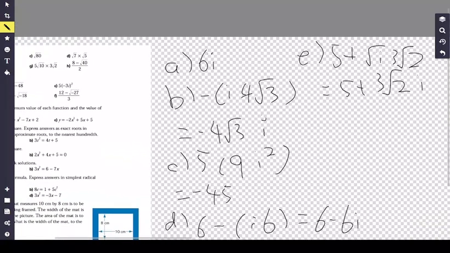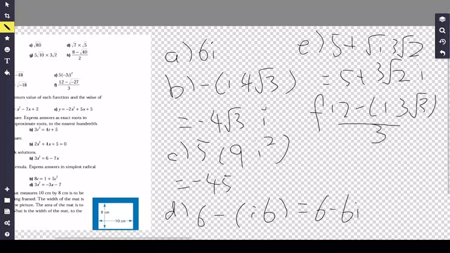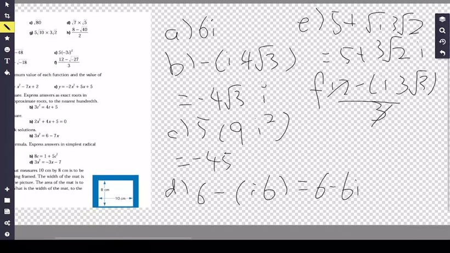And then finally we have F. So 12 minus root negative 27, and then that's 3 root 3 i over 3. And then we can common factor, so we take out the 3. So we will have 4 minus root 3 i, and that's our final answer, because we common factor the 3 out.